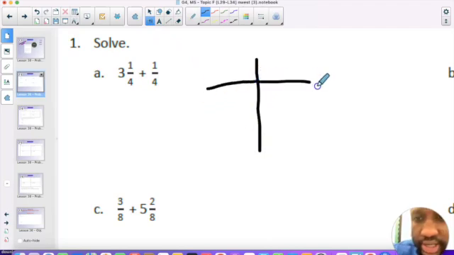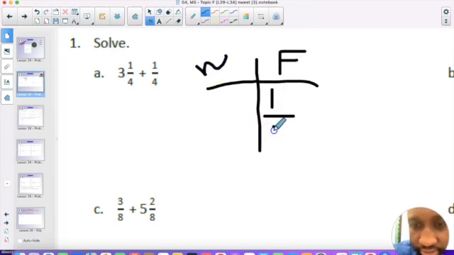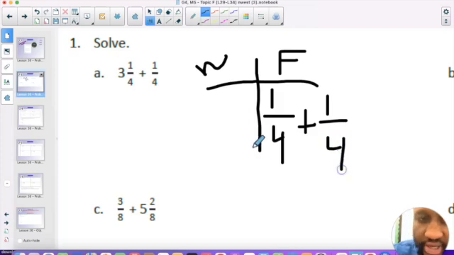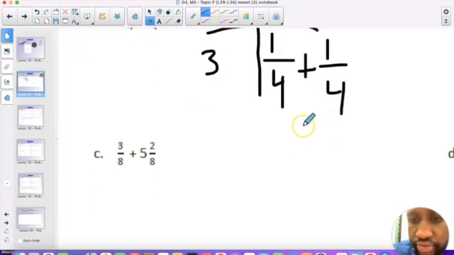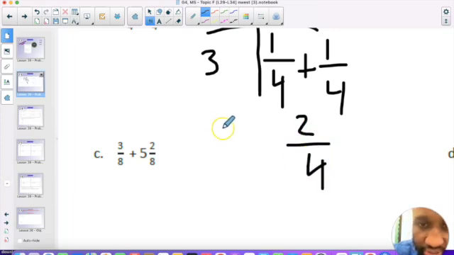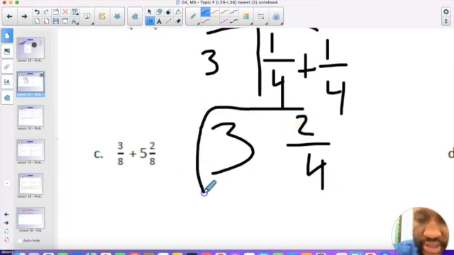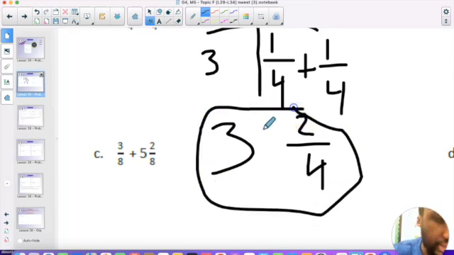I know I have to do this. Cross out right here. Fractions, whole numbers. It's cool when they do it. It's a problem when I do it. 1/4 plus 1/4 over here. And then I put the 3 over here. 1/4 plus 1/4 equals 2/4. And then I have 3 here. So my answer would be 3 wholes and 2/4.